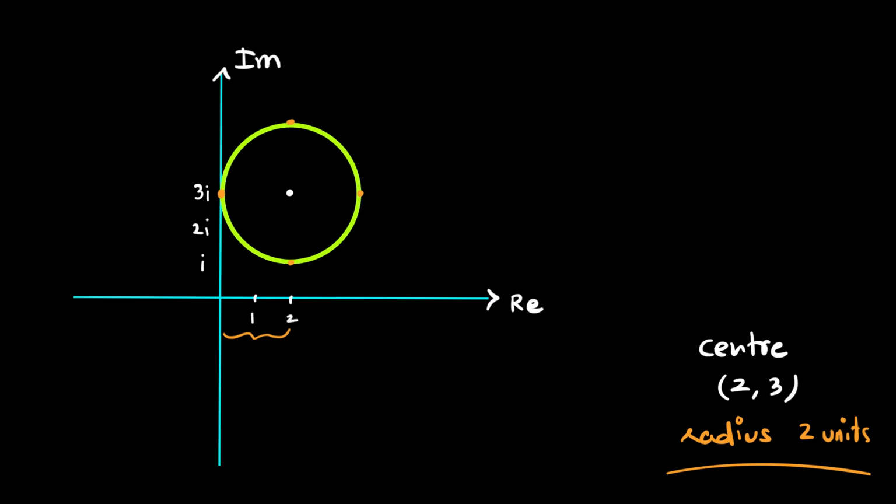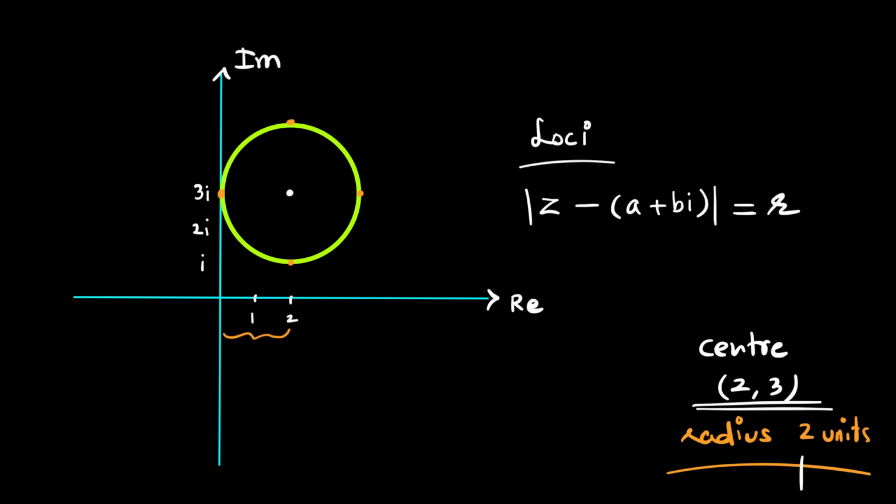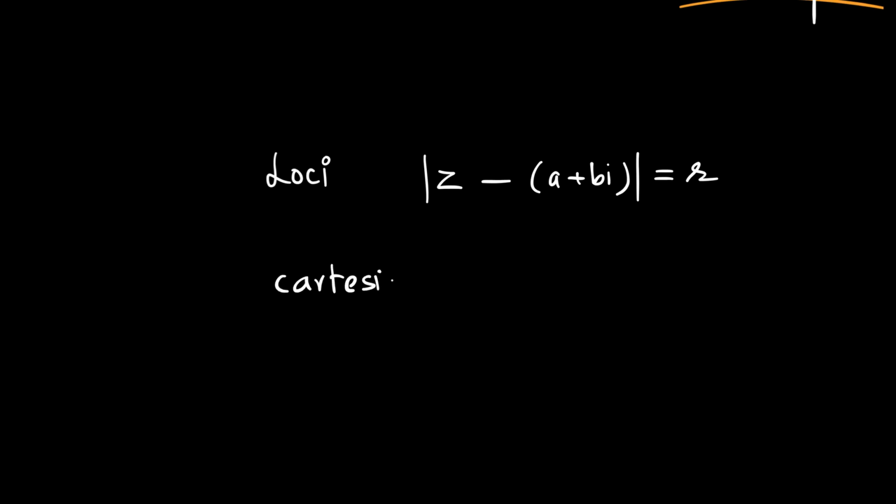So now that is how we draw a locus on an Argand diagram represented by the complex number modulus of z minus (a plus bi) equals r. In this case, a and b are 2 and 3 and the radius is 2 units. So what have we learned in this particular video? We have learned how to plot loci of the format modulus of z minus (a plus bi) on the Argand diagram. We also know how to evaluate the Cartesian equation of the circle based upon the above info.